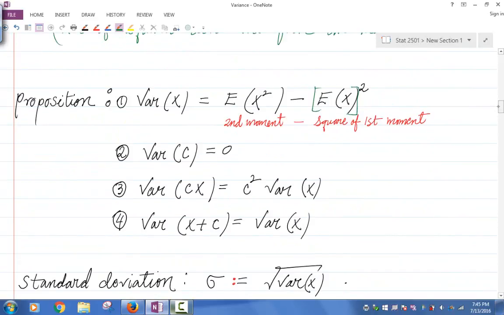Number two, the variance of a constant c is 0, which is clear. If the value of a variable is always the same, c, then the spread is 0. Number three, the variance of c times X, where c is a constant, is the same as c squared times the variance of X. And number four says that the variance of X plus a constant c is the same as the variance of X. So adding a constant to all the values of a variable doesn't change the spread.